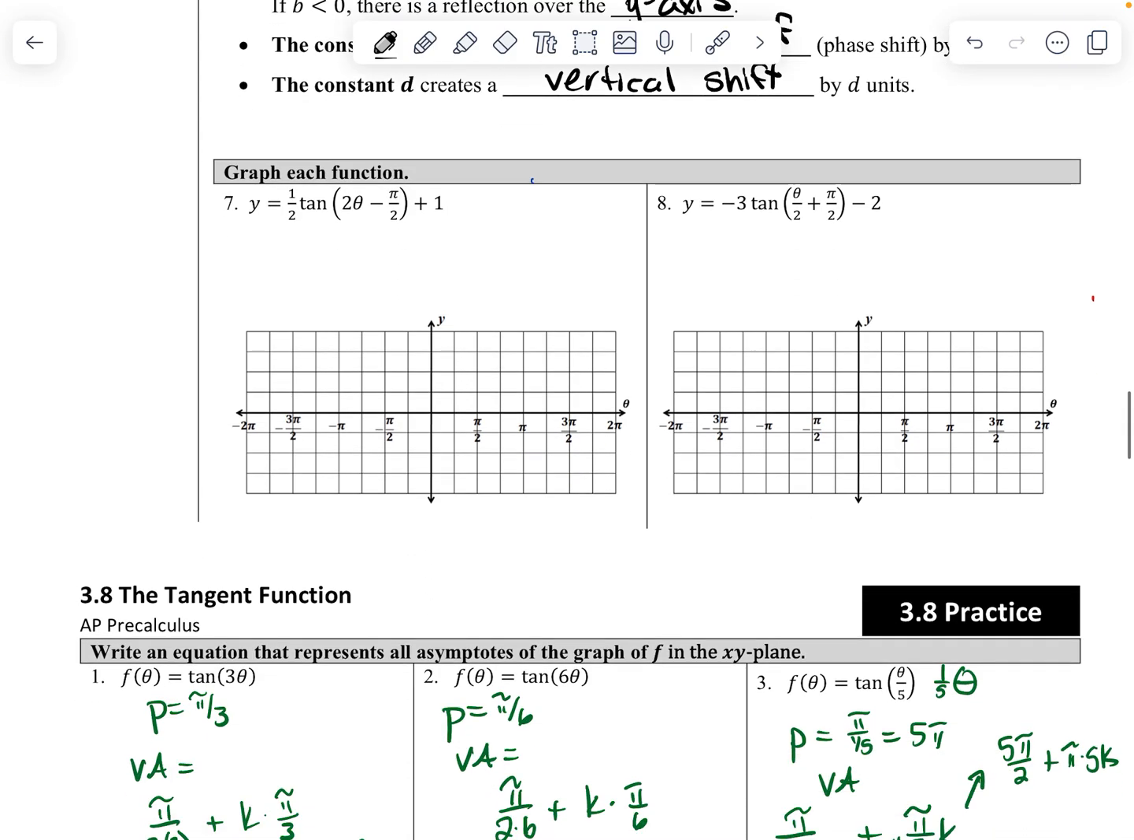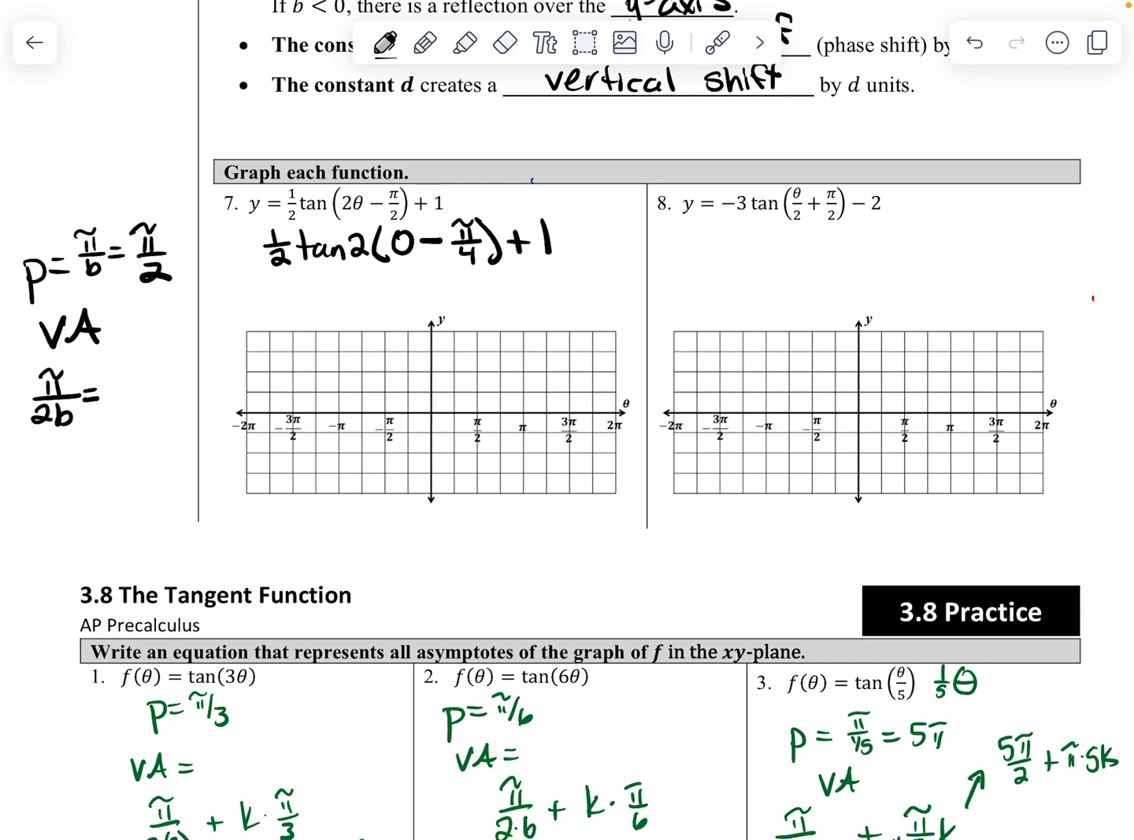All right, so if we were to take a look at the graph of this, the first thing we do is have to factor out that b. So 1/2 the tangent of 2 theta minus, we have to divide by 2 in the denominator, pi over 4, plus 1. So our period, pi over b, that's pi over 2. Our vertical asymptotes, pi over 2b, so that's pi over 4, 2 times 2 is 4. And then it's every period, so every pi over 2k.